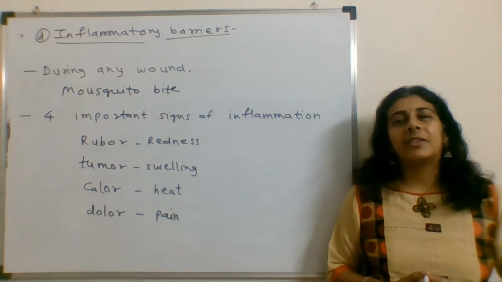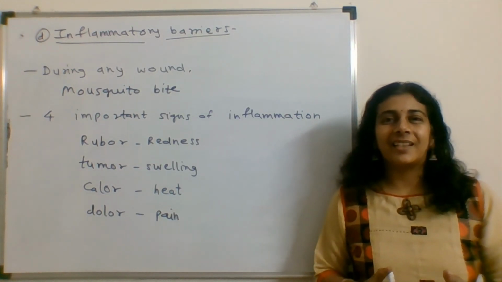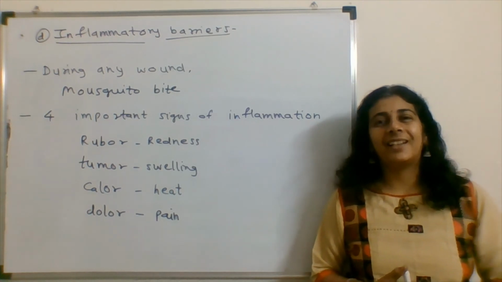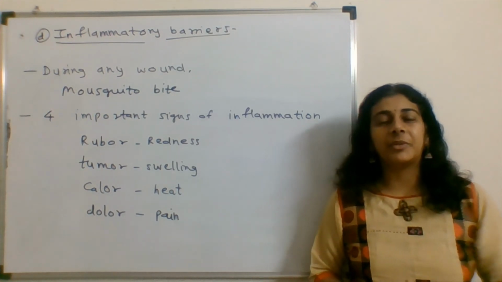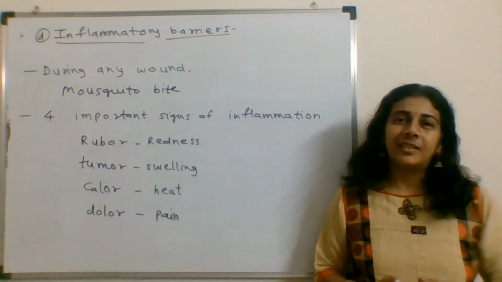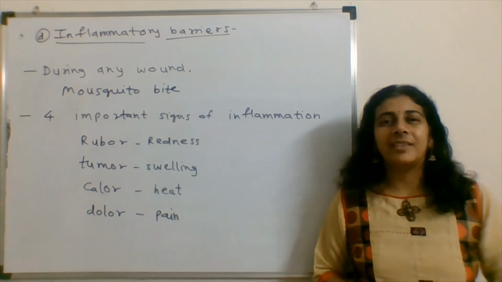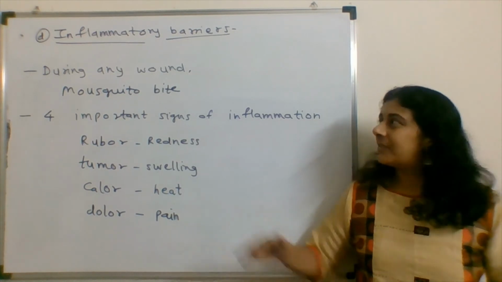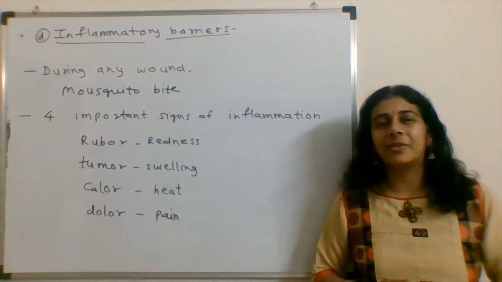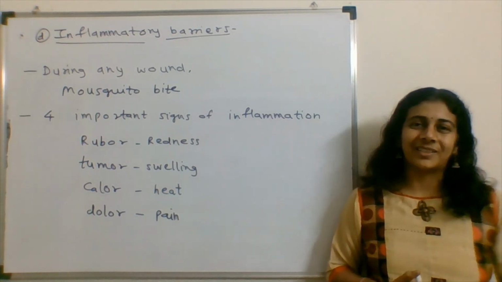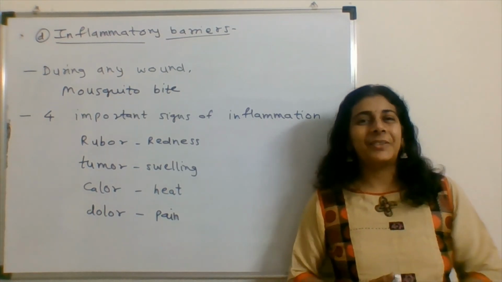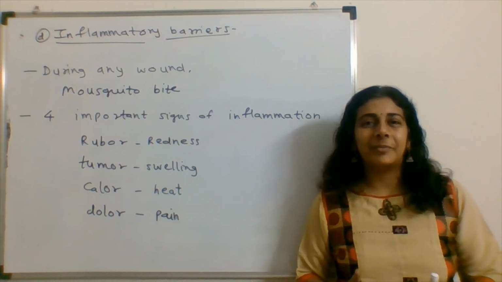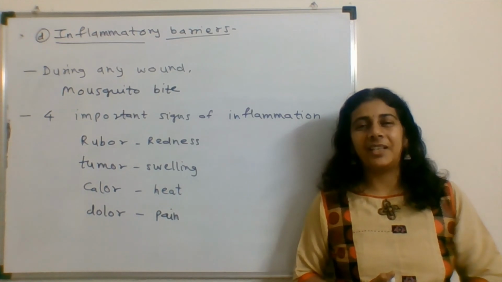All the cells of the immune system gather there to see what has happened and whether any type of immune response is required. The required immune response is triggered through the immune system, and that's why we feel an inflammatory response at that particular portion. So here we have completed the 4 barriers of innate immunity.